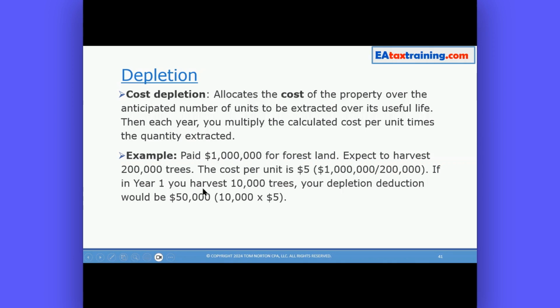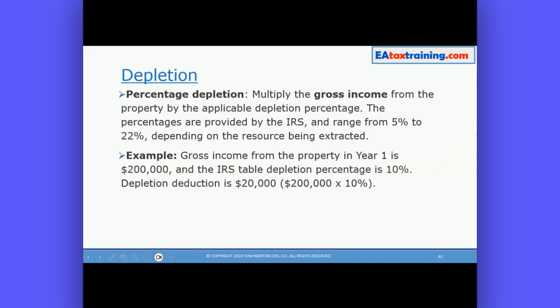If in year one they harvest 10,000 trees, then the depletion deduction would be $50,000, which is 10,000 trees times the per unit cost of $5. So that is cost depletion. It is based on the cost of the property. Now we get to percentage depletion.